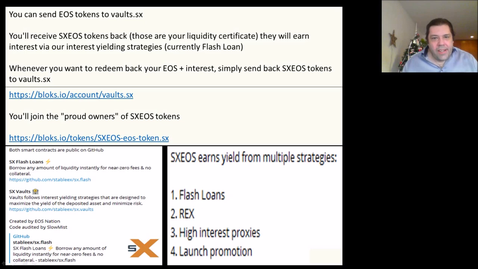It's clear that the REX will transition to the new resource model, the power-up model. It's clear that this strategy, point two here, REX, will be adapted. You can go on the EOSX Explorer to this vault, and you will be part of the SX EOS token holders, and you will begin to earn interest.